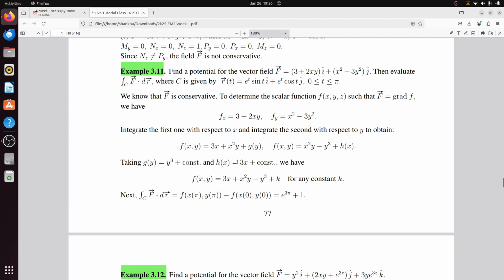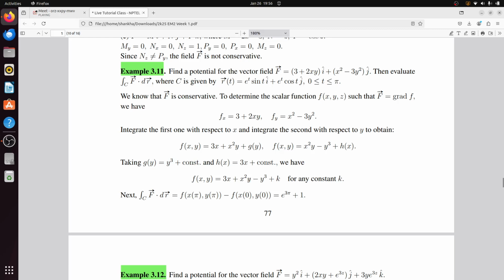Sir, gy is equal to y cube plus constant, and hx. Just compare these two fxy expressions, they are the same function. So that's why you have this x square y common in both of their parts.